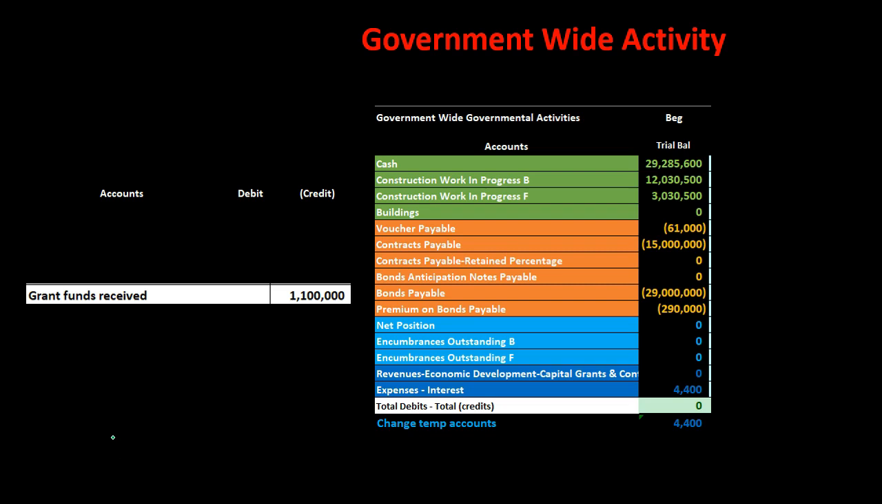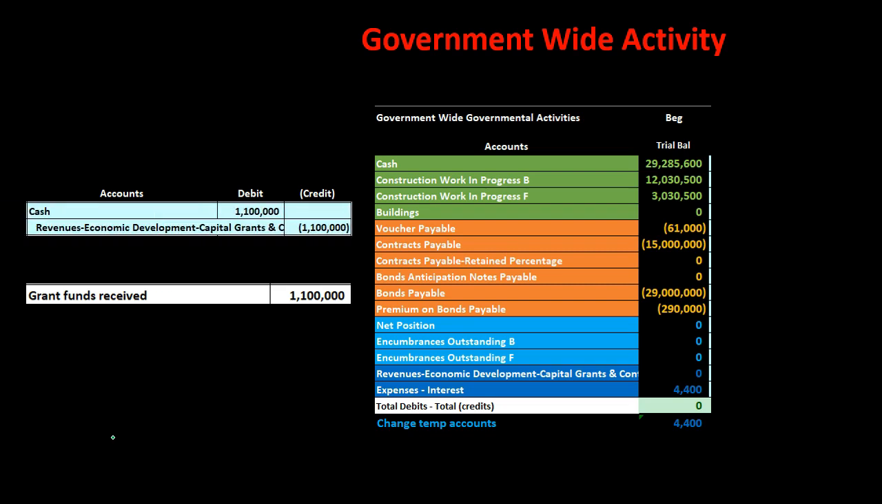A grant was received for the capital project. So the grant was received from somewhere outside of the government entity. We don't have to pay it back. Therefore, it's the type of revenue account. So cash is going up. That's straightforward. Cash increases. The other side's going to go to some type of revenue. We're going to call it economic development for the capital grants.